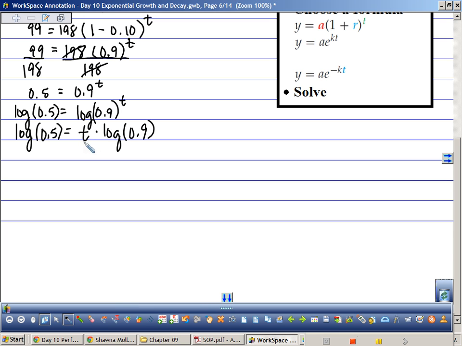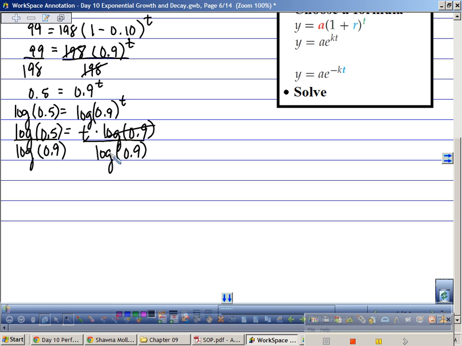And then just divide by log 0.9. These go away, and I'm left with t equals, I get 6.57. After you solve, you should probably go back and make sure we're answering the question.